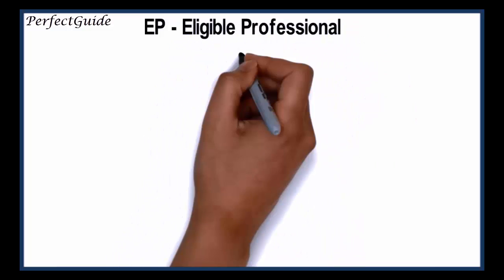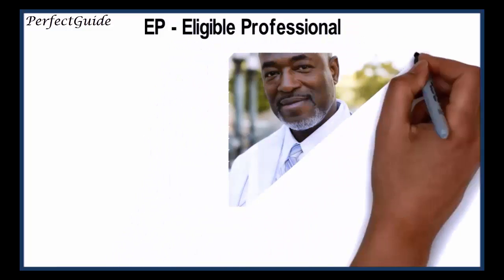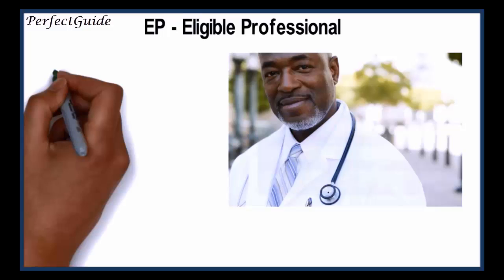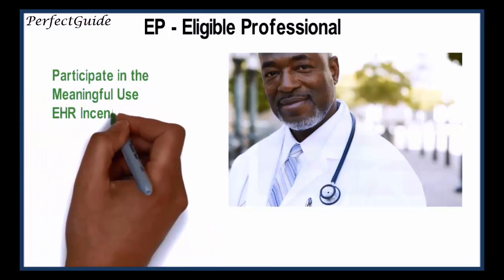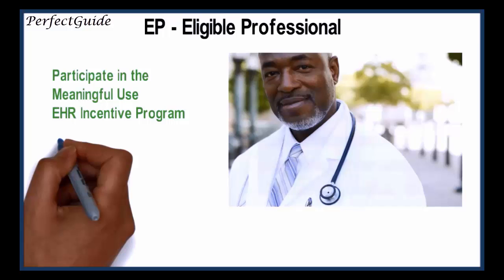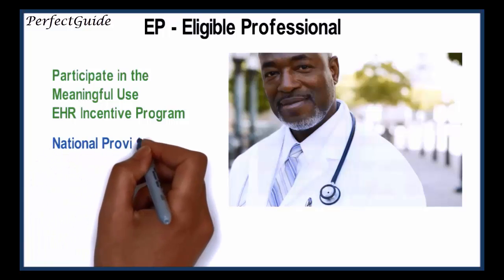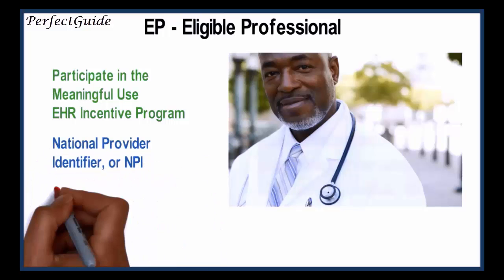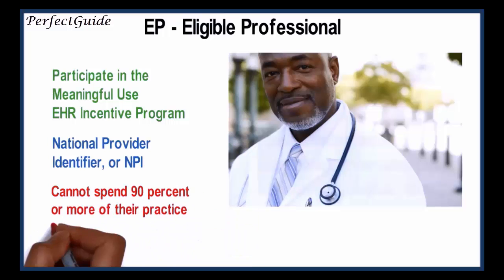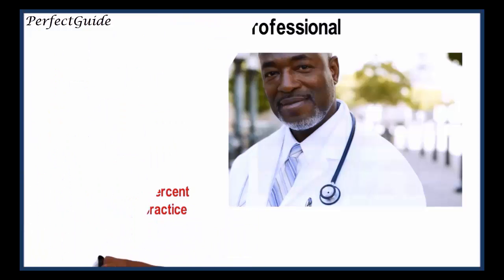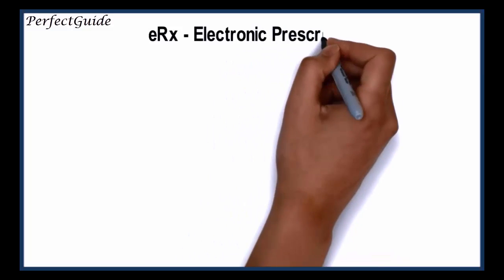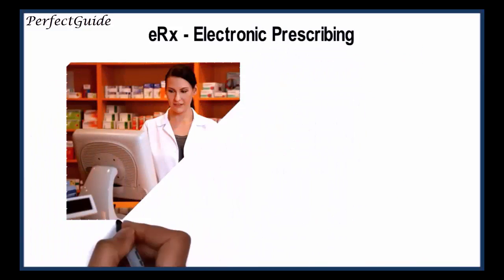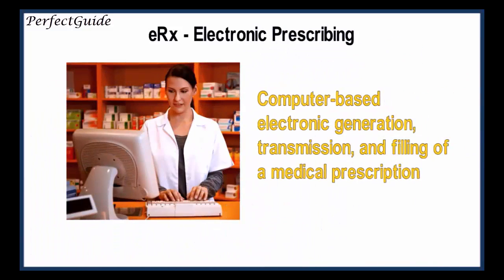An EP is an eligible professional. An EP is a healthcare provider who is eligible to participate in the Meaningful Use EHR incentive program. An EP must have a National Provider Identifier number and cannot spend 90% or more of their practice in a hospital. ERX is electronic prescribing. ERX is the computer-based electronic generation, transmission, and filing of a medical prescription, taking the place of paper and faxed prescriptions.